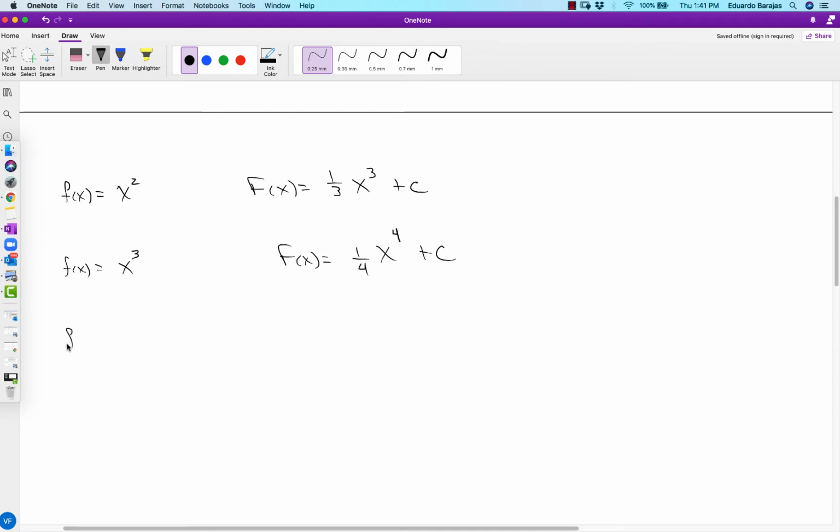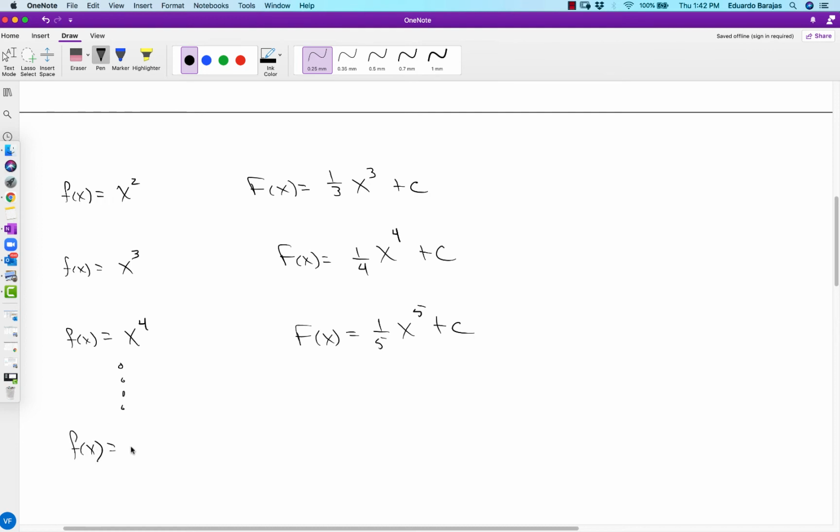Okay, let's do one more. How about f of x equals x to the fourth? All right, well, by now we see a nice, easy little pattern. This is going to be x to the fifth, and then we have to multiply it by 1/5 plus a constant. So let's establish a general rule then.